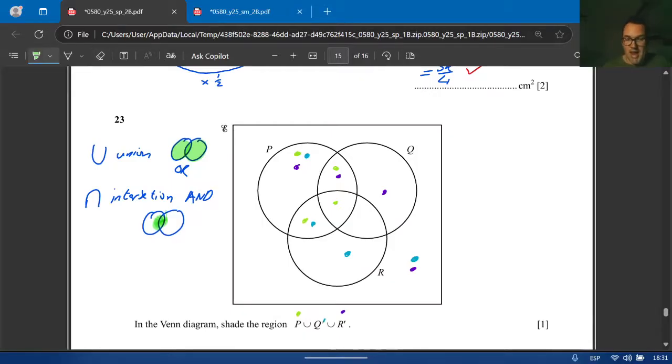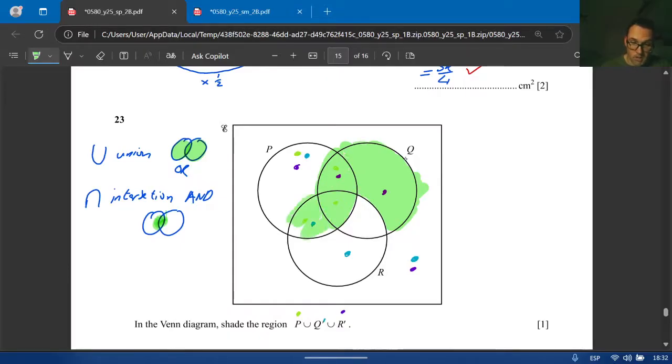And that just means every single thing that has a dot, doesn't matter which dot, all the dots we are going to shade. Okay? We are going to shade this area here. Why? Because it's not in R. So you have to shade it. We're going to shade this area here. Why? Because it is in P and it's not in R. We're going to shade this one here because it's in P. Because it's union. If it's in P, we shade it.